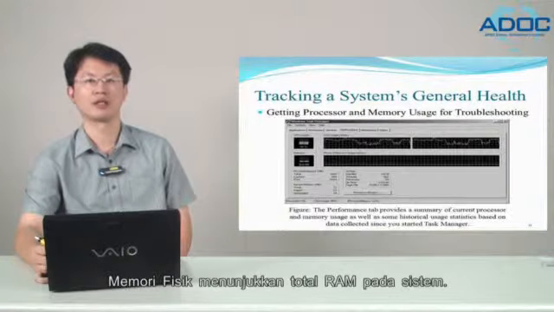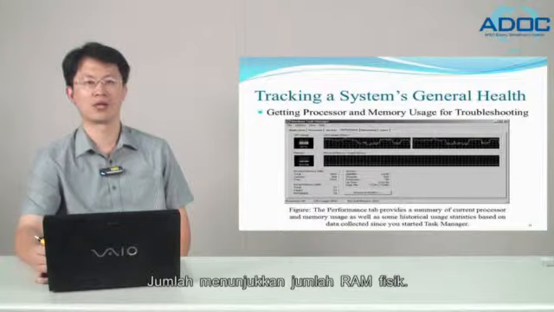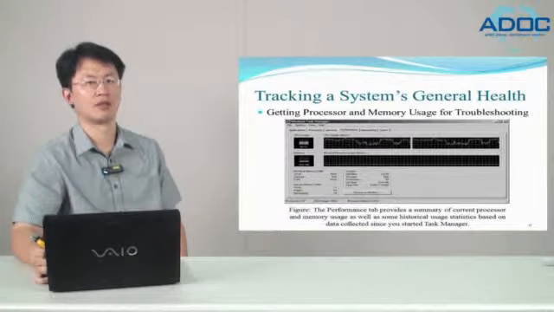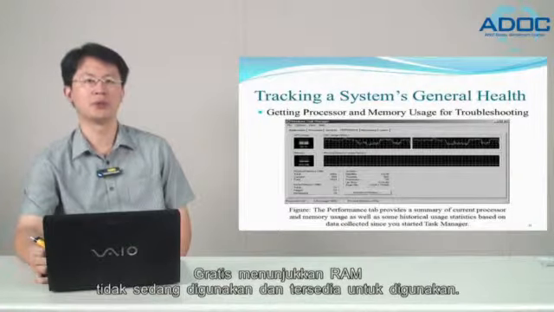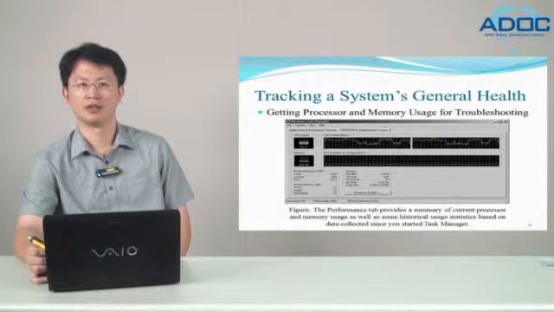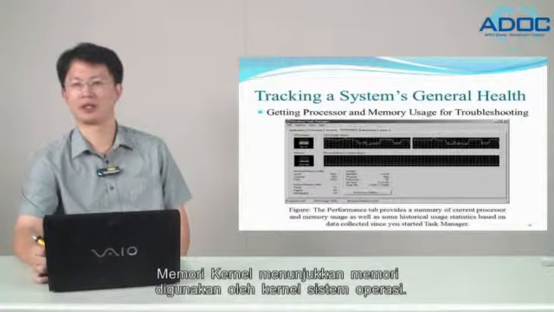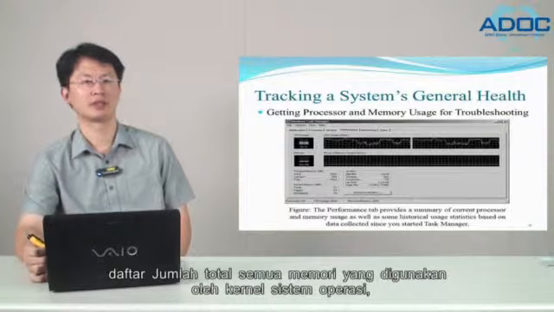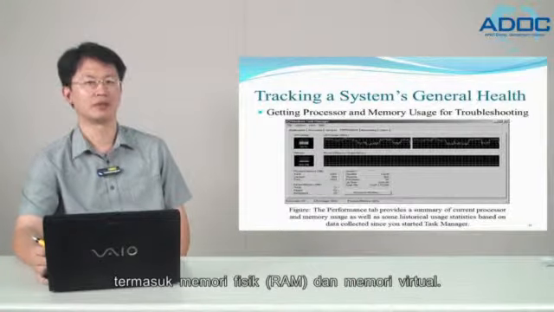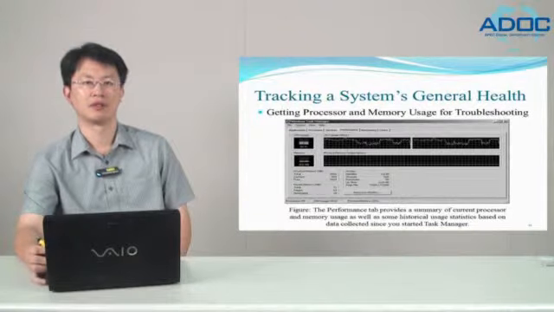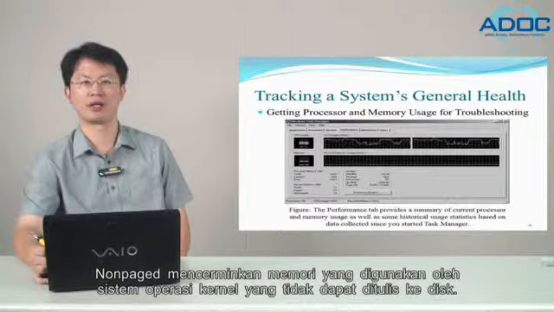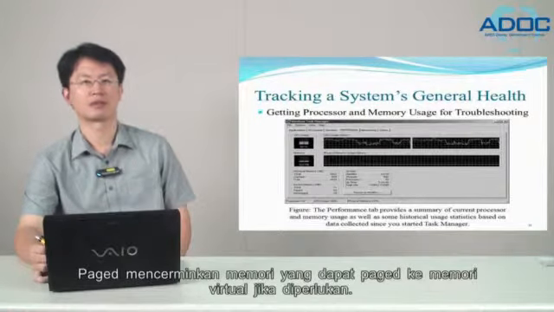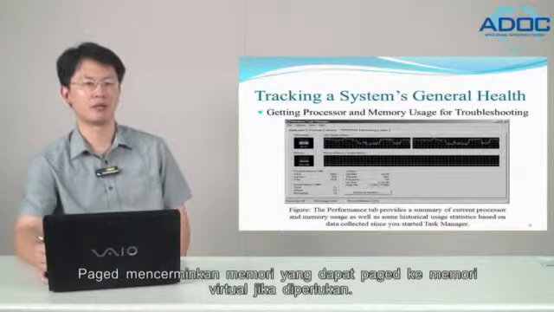Physical memory shows the total RAM on the system. Total shows the amount of physical RAM. Cached shows the amount of memory used for system caching. And free shows the RAM not currently being used and available for use. Kernel memory shows the memory used by the operating system kernel. Total lists all memory being used by the operating system kernel, including physical memory, RAM, and virtual memory. Non-paged reflects memory used by the operating system kernel that can't be paged to disk. Paged reflects memory that can be paged to virtual memory if necessary.